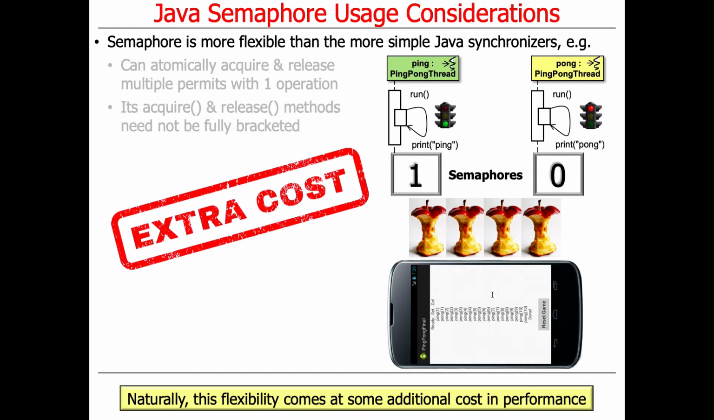Naturally, these extra features come at some extra cost. So semaphores are not really as lightweight as reentrant locks. But that's okay, because the thing to remember is always try to use the lightest weight mechanism that fulfills your requirements. If you need more than what you get from the simple things, you're probably going to have to pay a little more in terms of the features.